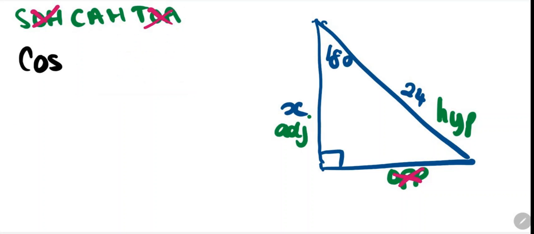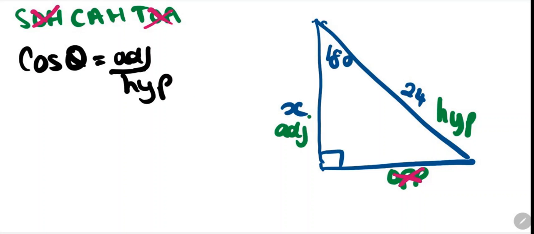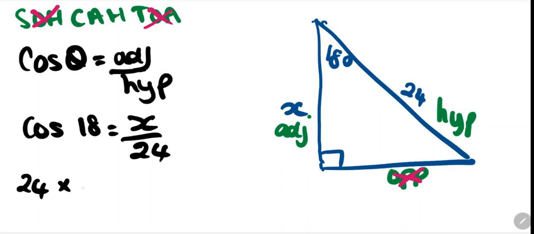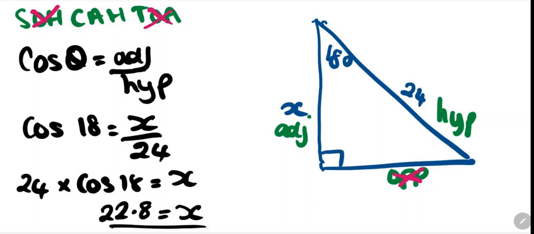So we've got cos of the angle is equal to adjacent over hypotenuse. So we have cos 18, adjacent is x, and hypotenuse is 24. So 24 multiplied by cos 18 will give us x. So on my calculator, 24 times cos 18, and x is 22.9, 22.8. So we leave it with 1 decimal place.